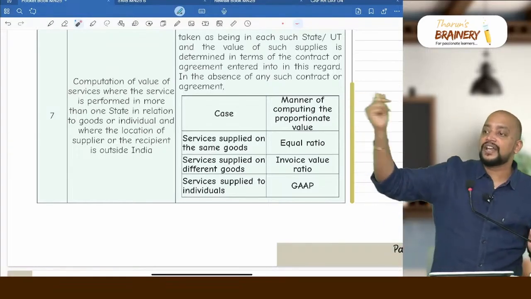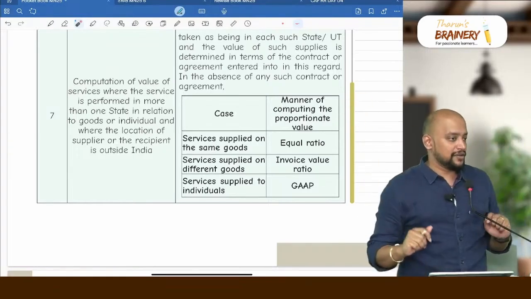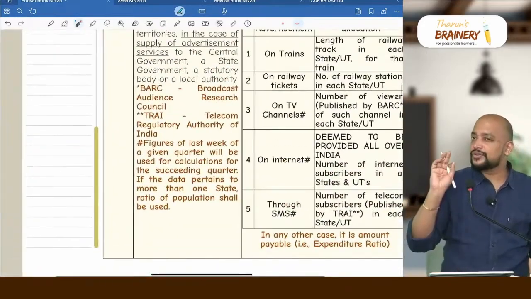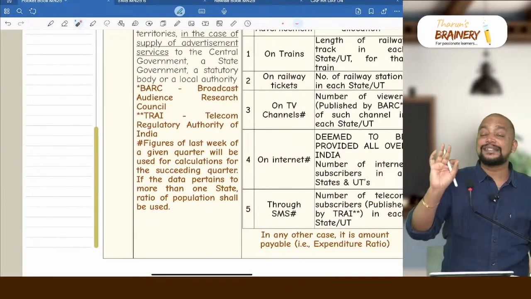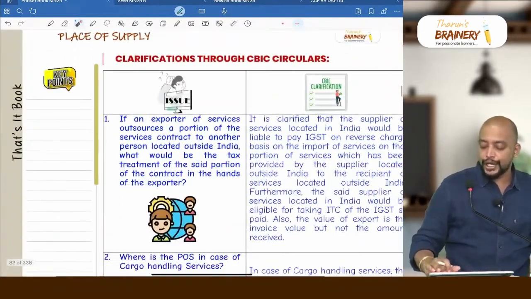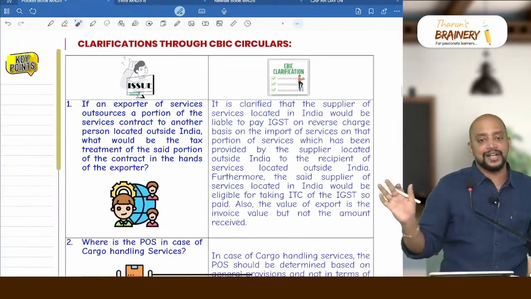What is the invoice value of air conditioners? In that ratio I need to divide, that is this. So this is about the rules. You need to just learn the basis of apportionment, that is sufficient. If at all you get a question, you can use this and you can apportion it between the states.